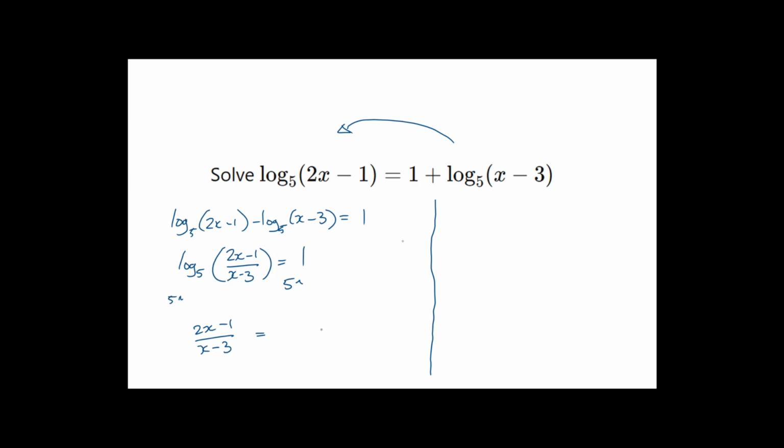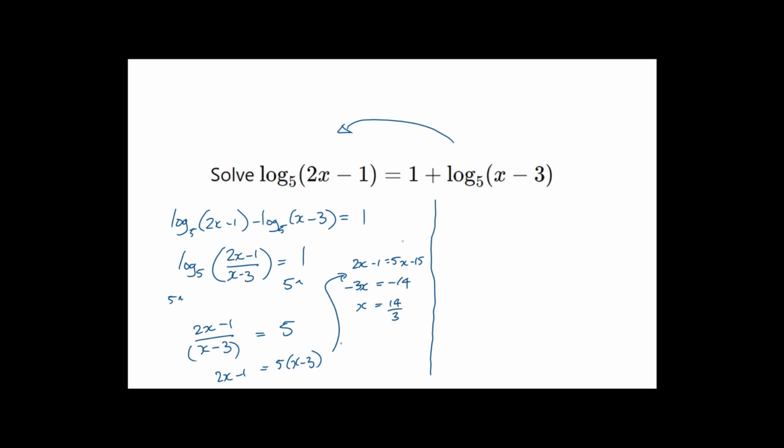So 2x minus 1 over x minus 3 equals, is that going to work? So 5 to the power of 1 is 5. I think that's going to work, yes. So multiply both sides by x minus 3. So 2x minus 1 equals 5x minus 15. Let's bring this negative 1 over and the 5x over. So negative 3x equals negative 14. So x is going to be equal to 14 over 3.